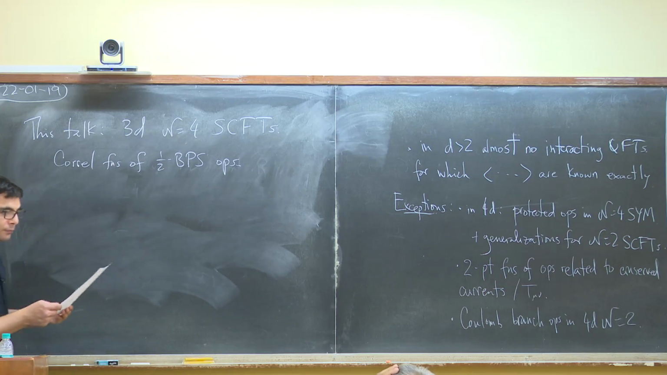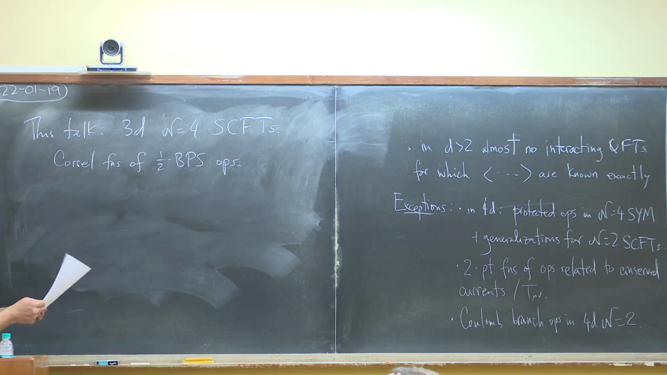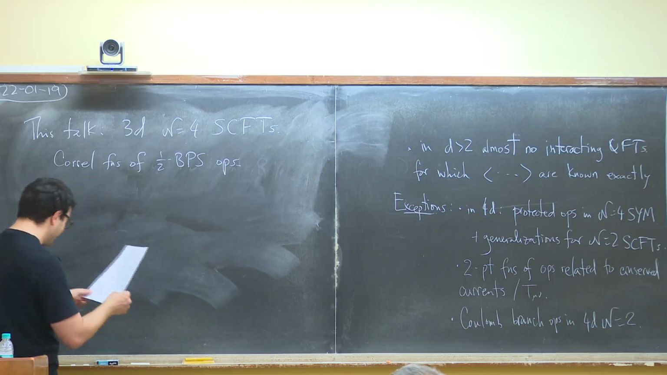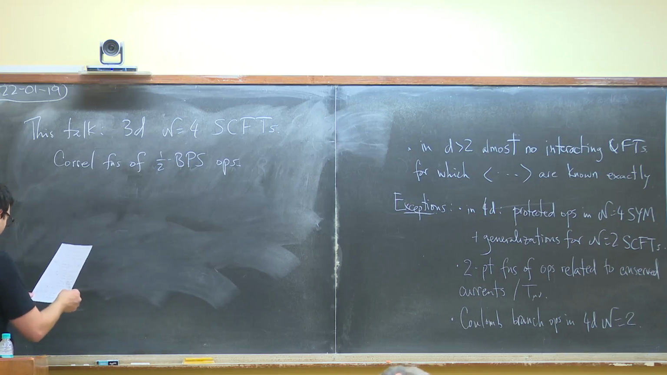Just to get an idea, notation. N equals 4 means how many supercharges in 3D when you use the notation? Good. So the maximal is N=8. So this is half maximal. So the superalgebra is OSp(4|4) that has 16 supercharges. Half of them are Poincare supercharges, half of them are superconformal charges.